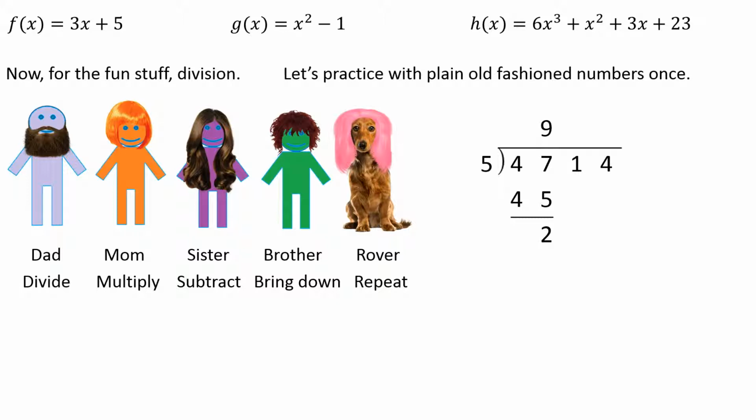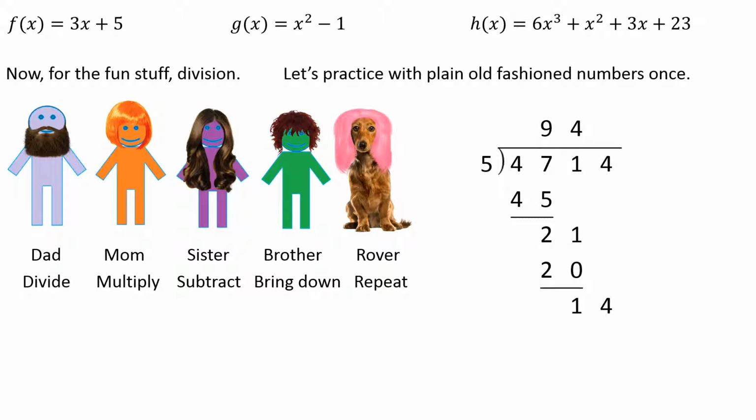47, take away 45 is 2. Brother says bring it down. Bring down the 1. Rover, let's repeat this. Okay, so let's divide. How many times does 5 divide into 21? Thinking about 4. Multiply. 4 times 5 is 20. Subtract. 21 subtract 20 is 1. Bring it down. Here comes the 4.